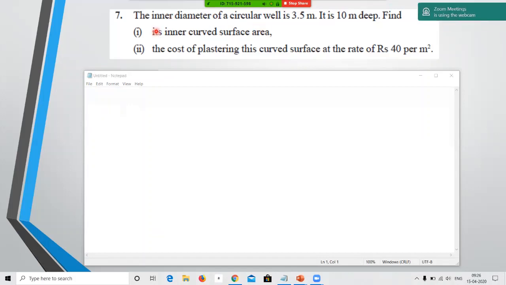Now here again, the inner diameter of a circular well. As soon as you read the sum, children, the diagram should be right in front of your eyes. The actual well should be right in front of your eyes. So the inner diameter of a circular well is 3.5 meters. It is 10 meter deep. Find its inner curved surface area. Can't do it?